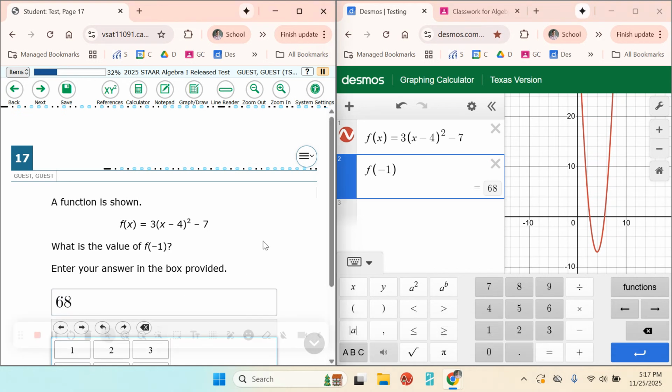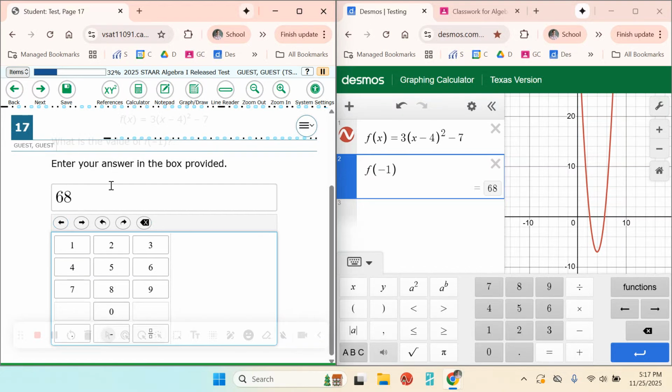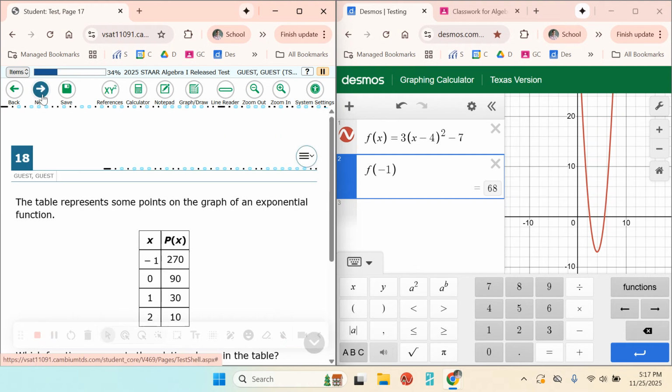68. And they're going to be super impressed with you guys on that one, because that is an interactive problem. And guess what? You didn't have to do any math to find that 68. Make the calculator do the work. If I can get you anything today, make this do the work for you.